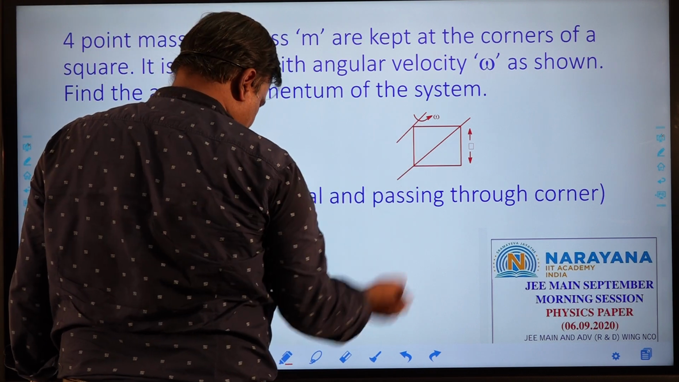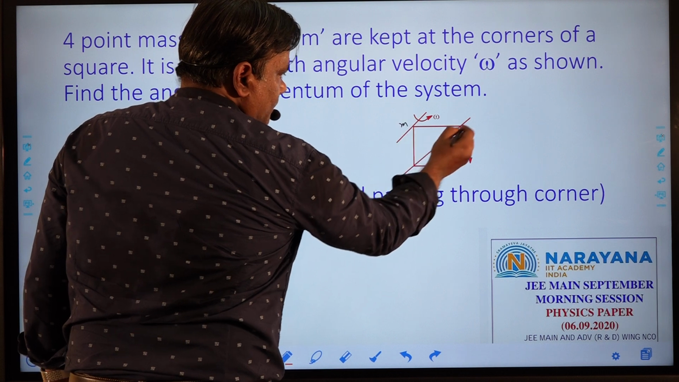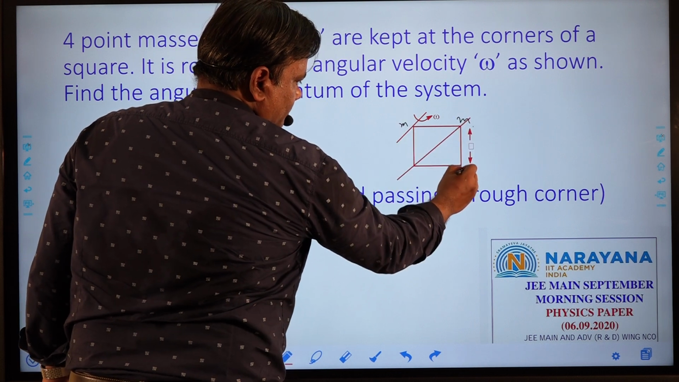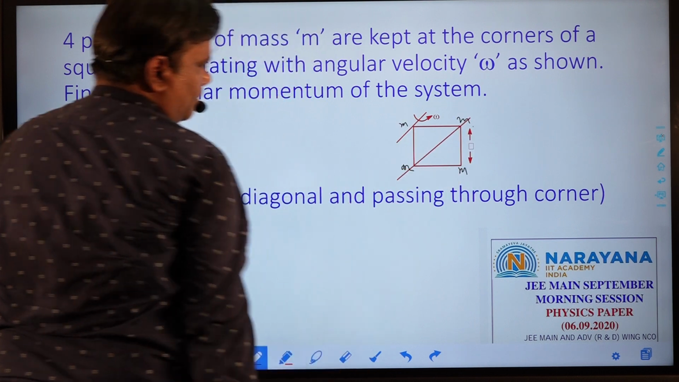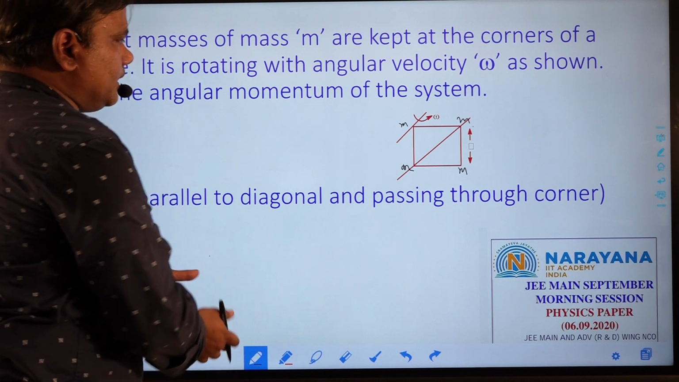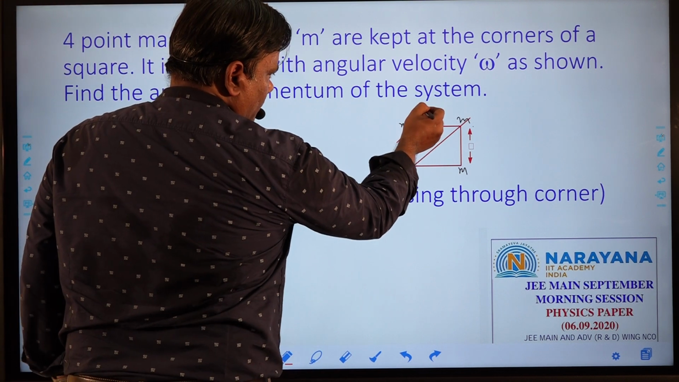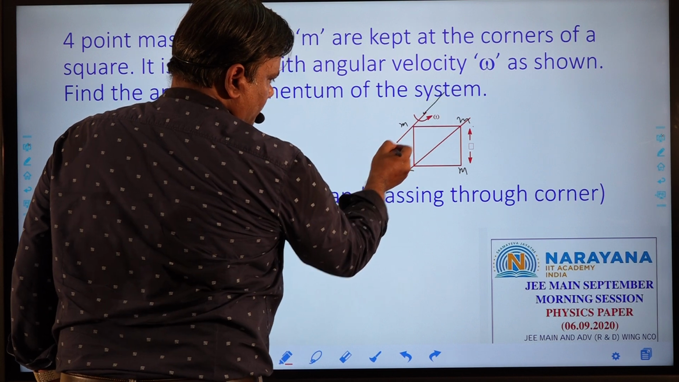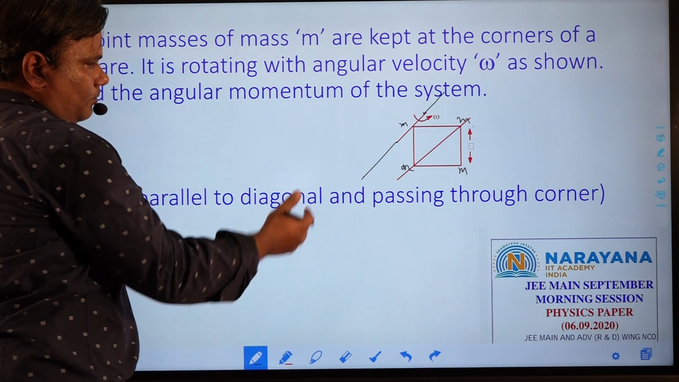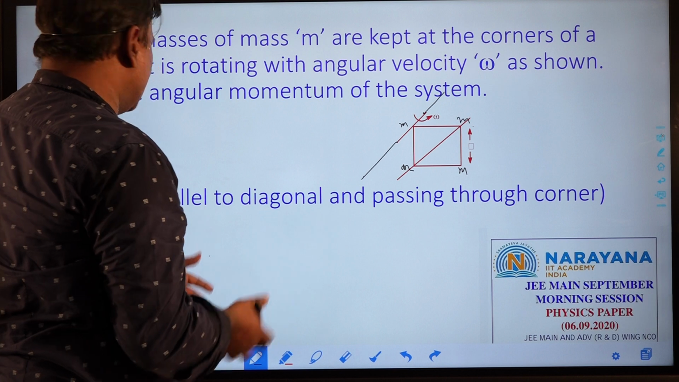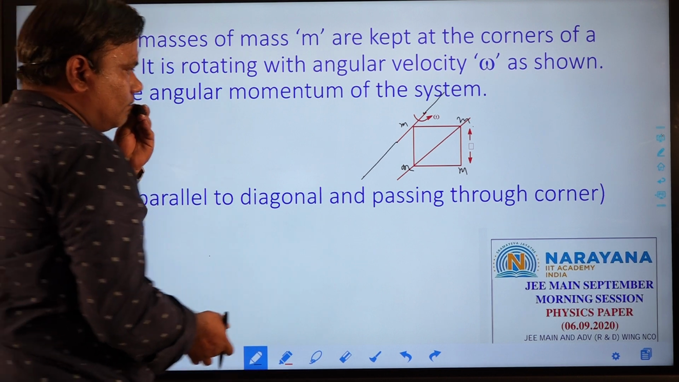So this is, let us say, M. This is also M. This is also M. This is also M. It is rotating about an axis which is parallel to its diagonal and passing through its corner. So this is the axis of rotation. Now we have to find out angular momentum of the system. So there is one data which has not been clear, that what is this mass.